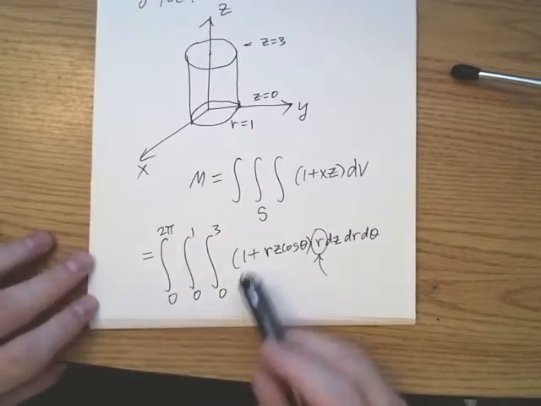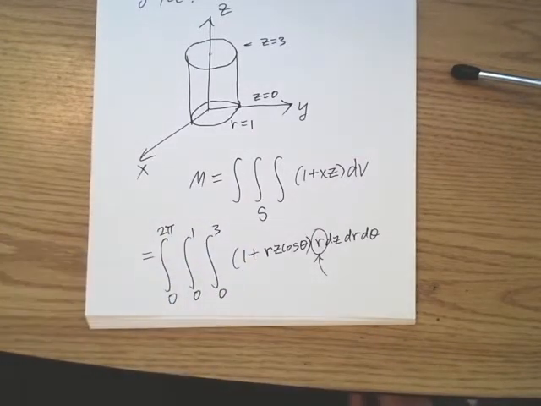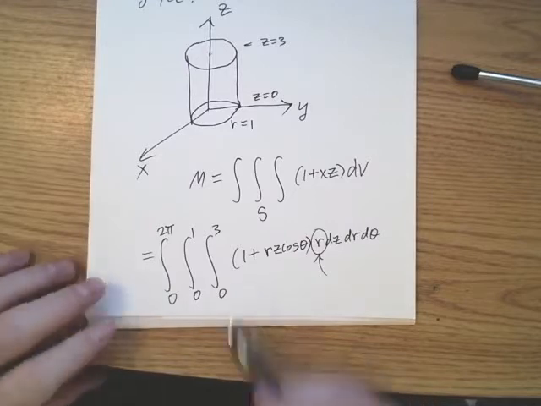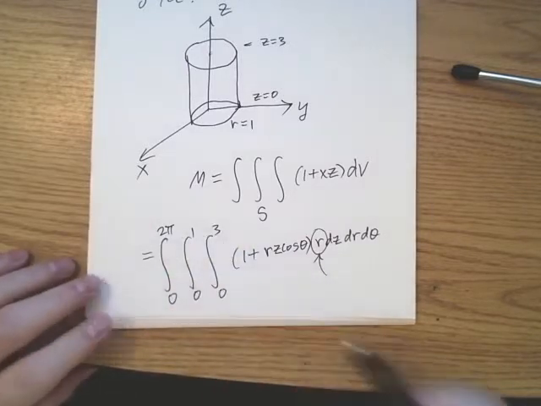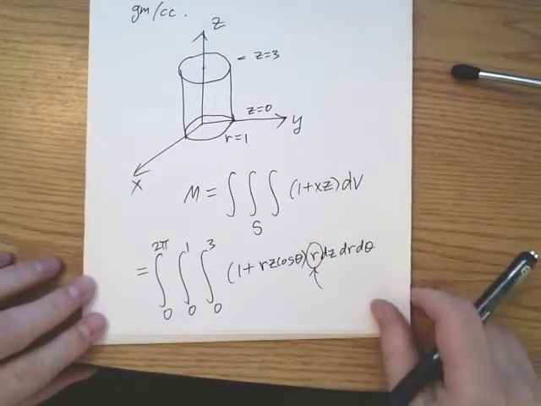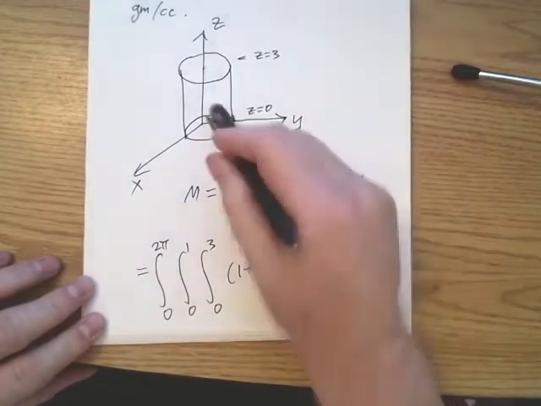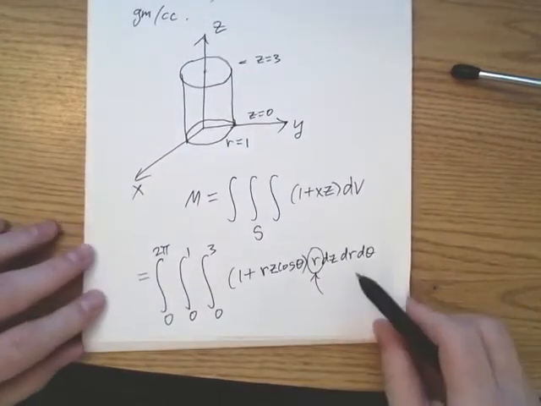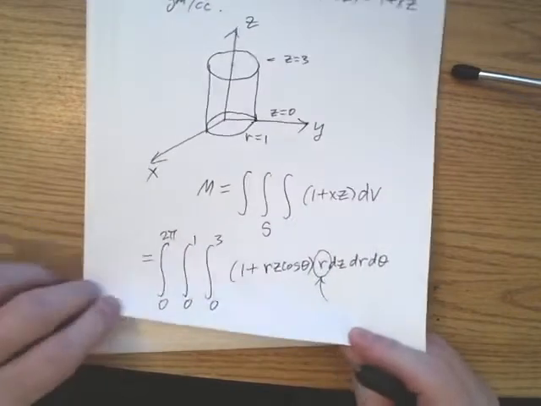Now you notice the limits of integration are all constant, right? There are no functions here for limits of integration. That's because we're using cylindrical coordinates on a cylinder that's positioned just right. Okay, let's go ahead and think about actually working this problem now.